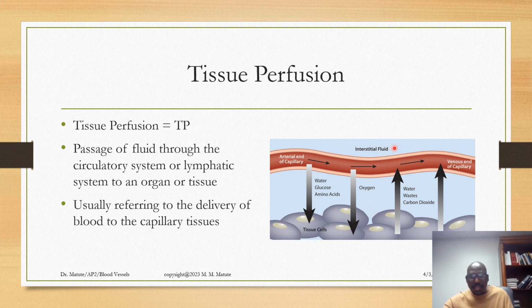This is the interstitial fluid over there, and then you can see that this is the vessel right here. You can see what moves in, what moves out of the vessels to the tissues, and what moves from the tissues into the vessels. So know that what is required by the cells or the tissues, oxygen and nutrients, will leave the blood to the tissues. And what is waste that is generated by the tissues, water, waste, carbon dioxide, will leave the tissues back to the blood.